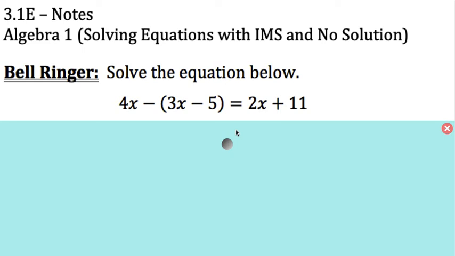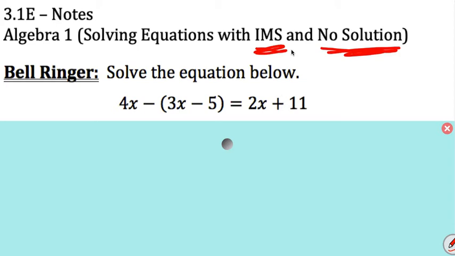All right, here we go with the 3-1E notes. Now, one thing I want to point out to you is that the process that we're doing here in these problems for today are no different than the process that we've done in previous notes. The only difference here is our solutions. So we're going to get these different kind of problems that have IMS or no solution as the answer, and I'll talk about that here in the next slide or two.